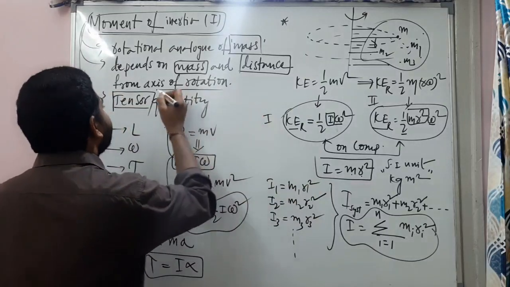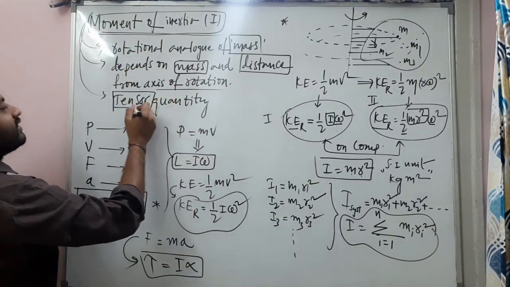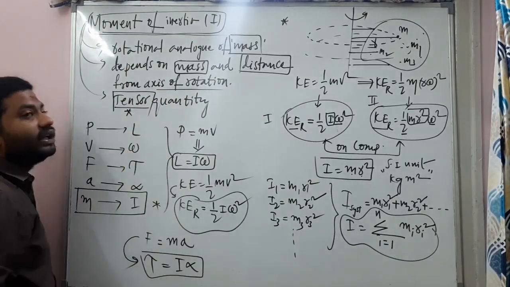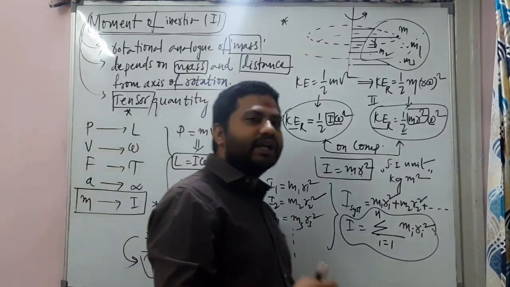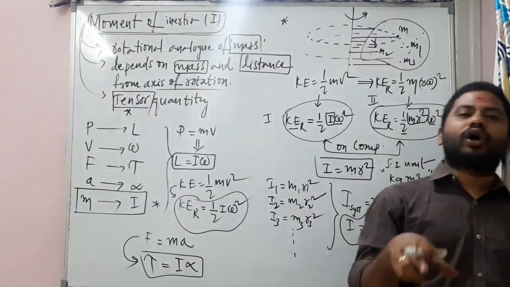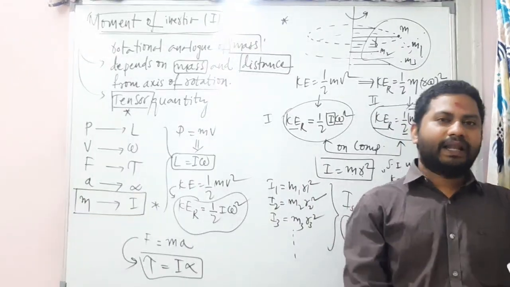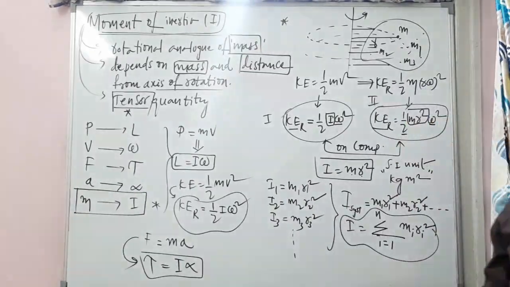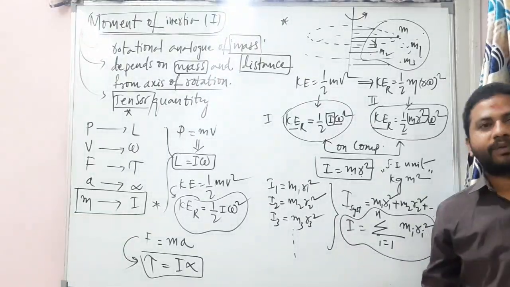So that is the reason the moment of inertia is a tensor quantity. Tensor quantity, and the quantity must keep on changing depending on the axis of rotation. Simple. Okay, and let's continue the concept with some numericals. Okay, fine.